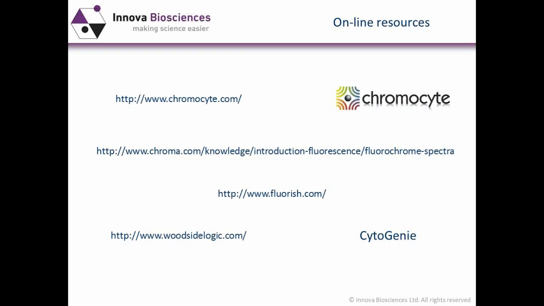Related to overlap of fluorescent spectra, the chroma.com website has a very useful tool that allows you to pick the particular dyes that you are using and to see how they overlap together in terms of emission spectra, etc. This isn't an exhaustive list of resources, but it's certainly some of the most useful that I've come across.